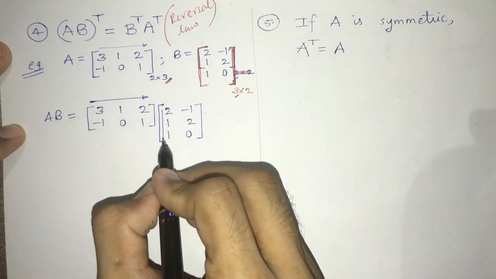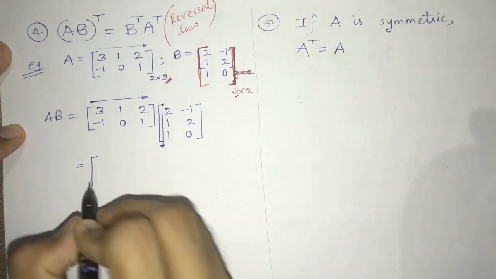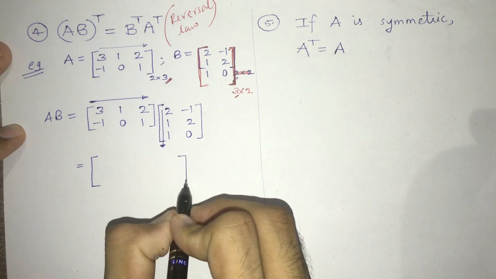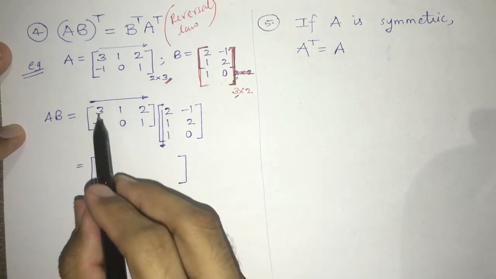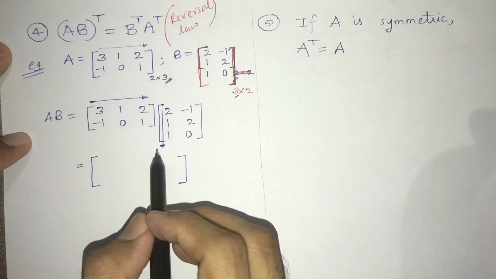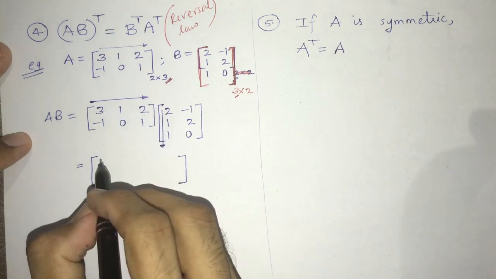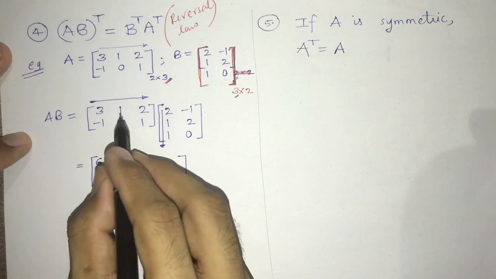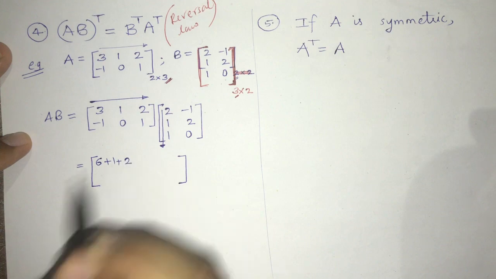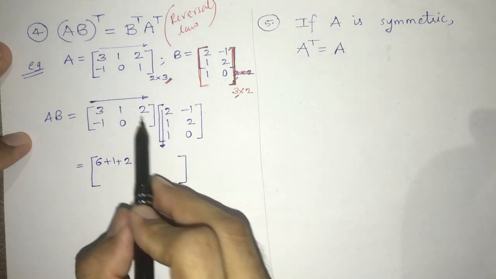Okay, so after multiplication, let us take multiplication. यहाँ पे horizontally जाएगा, यहाँ पे vertically जाएगा, row wise, column wise. 3 into 2, we are going to get it as 6 plus 1 plus 2. Then we have minus 3 plus 2 and 0.